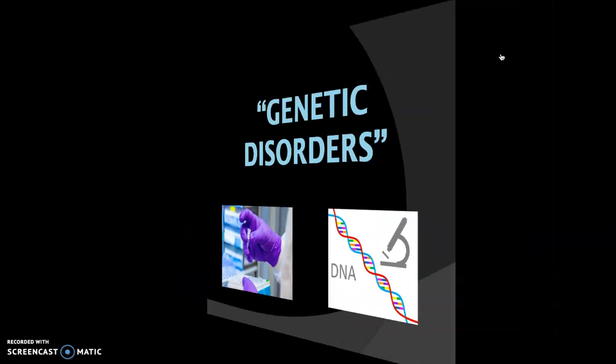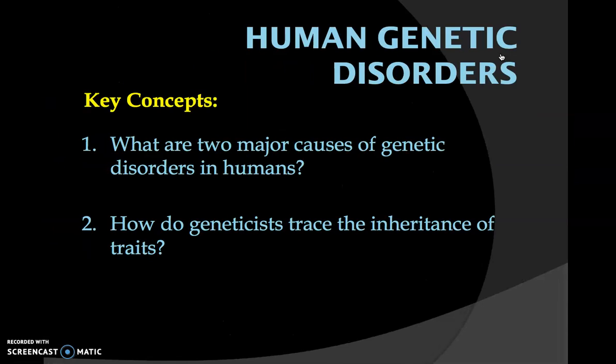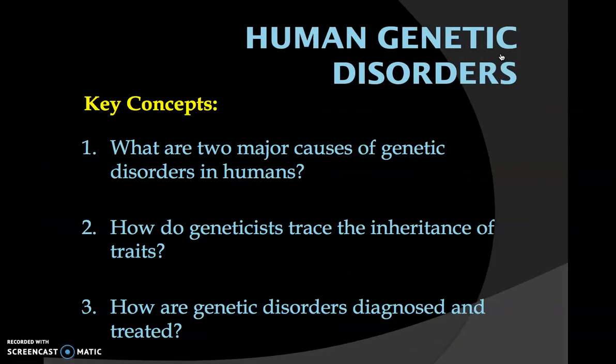To begin with, there are three key concepts I want you to keep in mind as I am going through sharing this information with you. The first one I want you to think about is what are two major causes of genetic disorders in humans? So, what causes genetic disorders? The second concept is how do geneticists trace the inheritance of a trait? So, how does one person get it versus another person getting it? The third key concept I want you to think about is how are genetic disorders diagnosed and how are they treated?